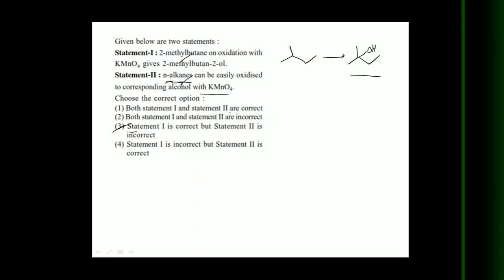So in this case, alkanes having tertiary hydrogen can be easily oxidized with KMnO4. Suppose it is a tertiary hydrogen, that tertiary hydrogen can be converted into an OH group. That's it. Next, one more question.